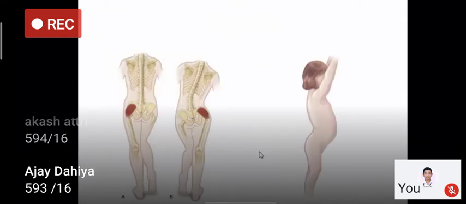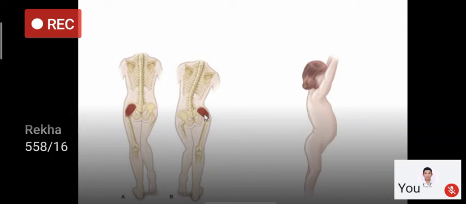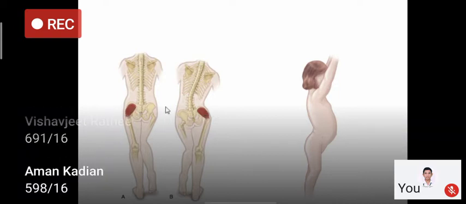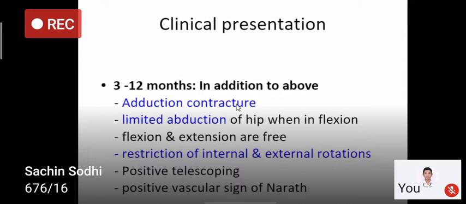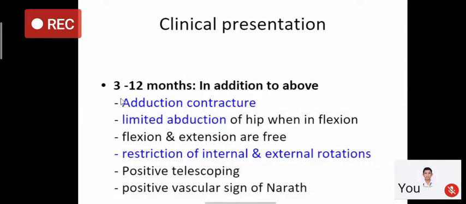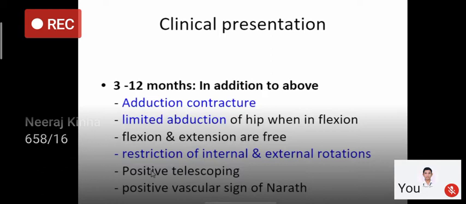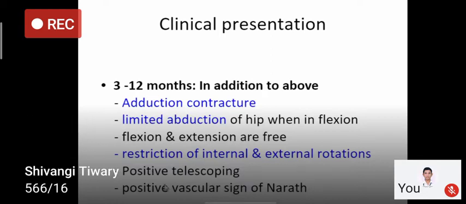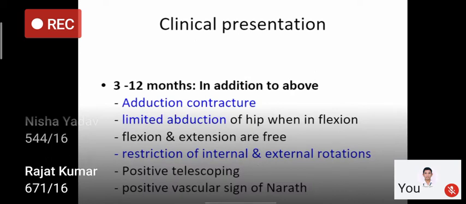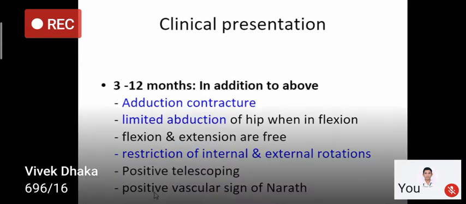This is a case of how the abductor muscles are at disuse. Clinical presentation at 3 to 12 months: you can have adduction contracture, limited abduction, while flexion and extension are free. Restriction of internal and external rotation may be there, and you can push the head out of the acetabulum. And the vascular sign of Narath, as you all read in the clinical signs of surgery, then there is positive sign of Narath.